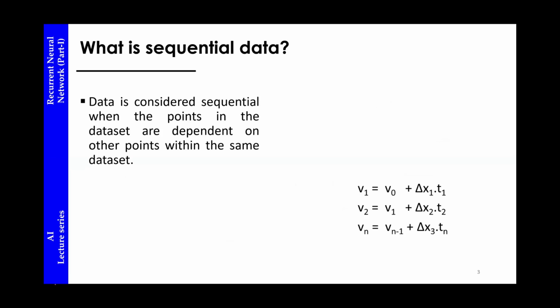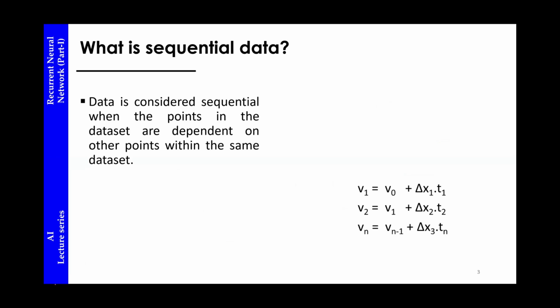What is sequential data? If we get data and we see a dependency between the data points, between point 1, point 2, until point M, if there is a dependency between these points, then this type of data is sequential data.